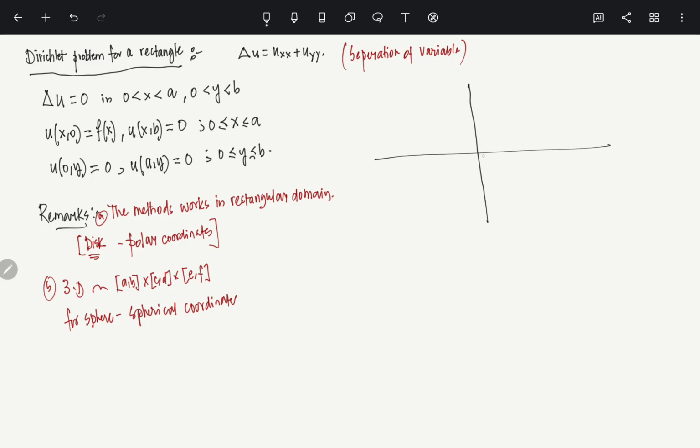So in our case, x is varying between 0 and a. Let's say this is your x and this is your y. So x is varying between 0 and a, and y is varying between 0 and b. So that's your domain.